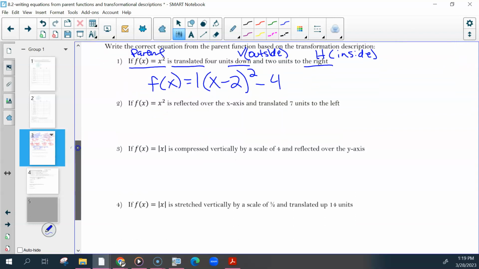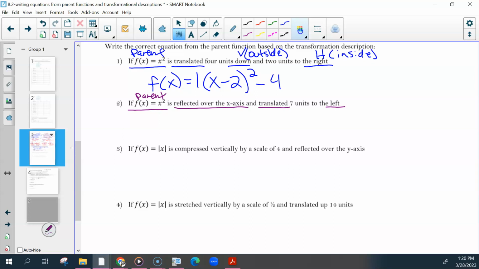For number 2, find your transformation words. Reflected is 1. Reflected, and I'm going to also underline over the x-axis, that's going to be important, and you said what was the other one? Translated. Great, this is still our parent function.